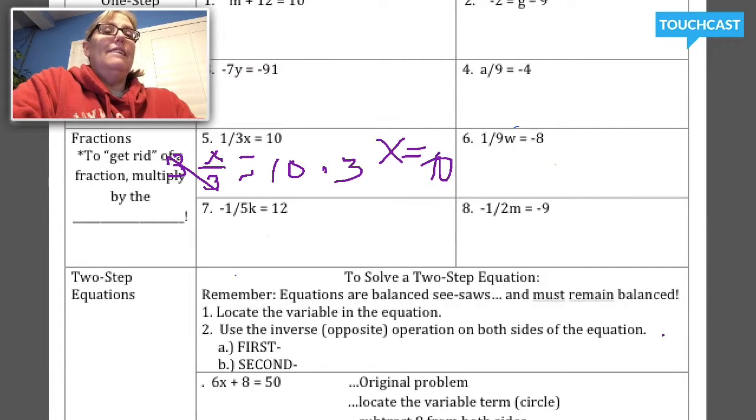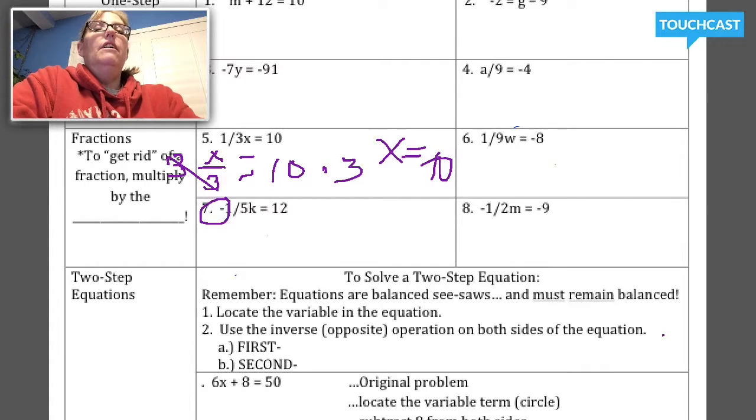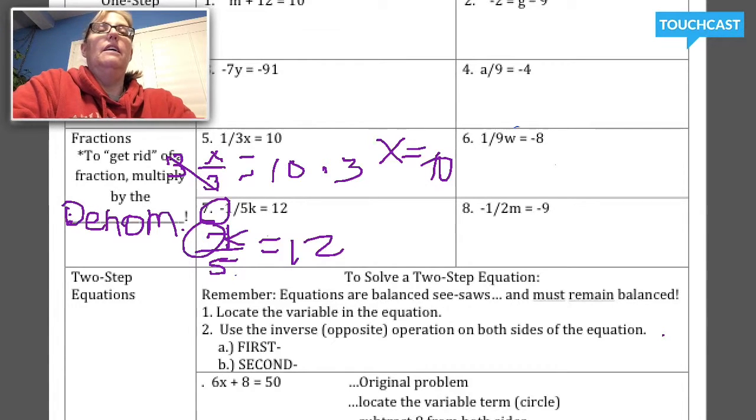On 6, 7, and 8, I'm going to let you do those by yourself. Don't be afraid to try it. Remember, when you have a negative, you're going to multiply by a negative. It's negative k divided by 5 equals 12. You have to get rid of that negative somehow, and the only way is to multiply by a negative. To get rid of fractions, multiply by the denominator. So 5's in the denominator, we're going to multiply by it. On number 8, be careful of the negative sign. I'll come back and do solving two-step equations, finishing the notes.